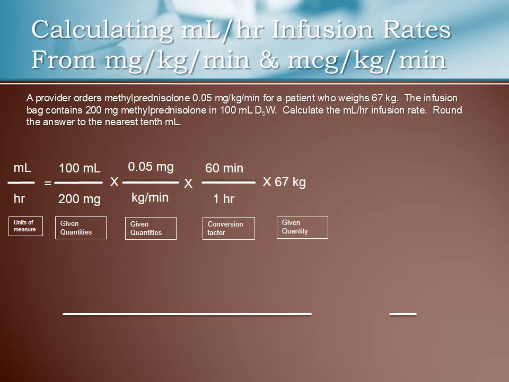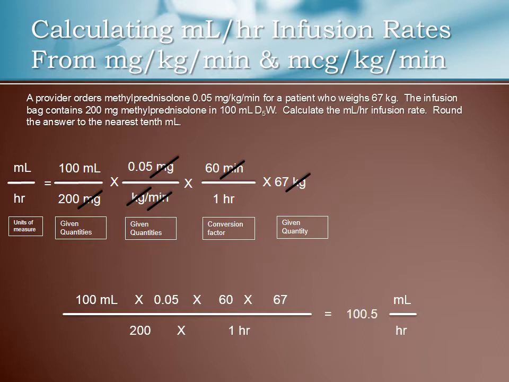Next step, do I need a conversion factor? Well, yes, I do, because I need to know exactly how much of the medication I need based on the patient's weight and calculate the rate. Well, the conversion factor I need will be to convert my minutes into hours. Now I can calculate. First, I want to cancel the like quantities that are divided by themselves. That will leave me with milliliters per hour as a result. And now I can multiply my remaining numbers.